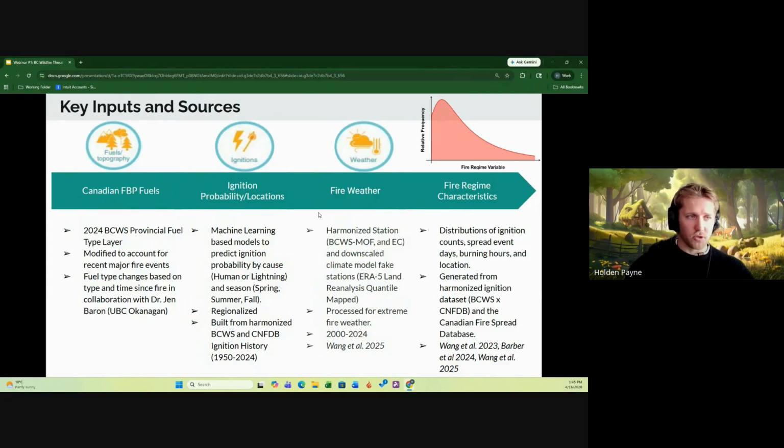So these are 2 distributions or histograms that tell you about how long your fires are going to be burning each day and how many days they're going to be burning. And that was the bulk of the calibration piece, these 2 variables.